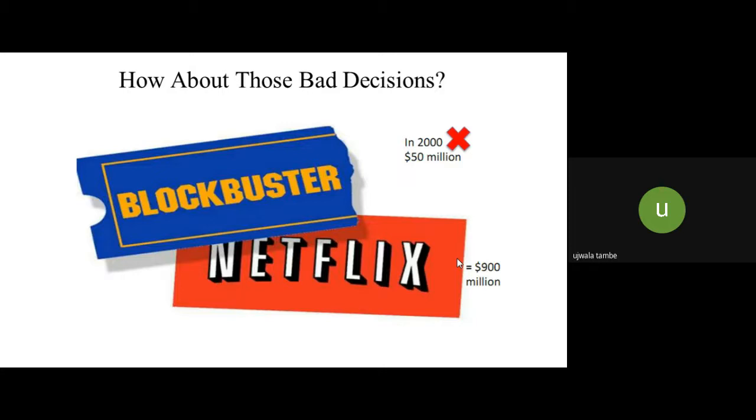Again, the next thing is that Blockbuster tried to introduce mail order movies on a rental basis. They even tried to introduce movie streaming, but the problem is that they were too slow and too focused on the way they had always done things. Such kinds of things happened with Blockbuster.